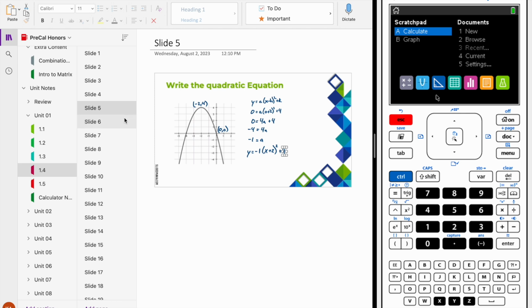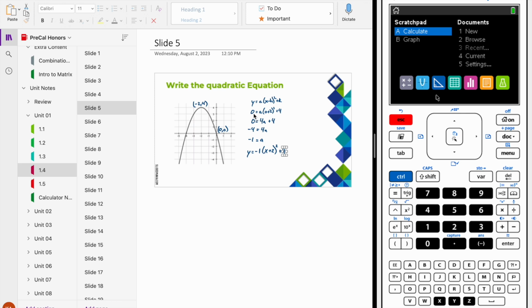Slide 5. Once again, the same exact process is taken. Here, we're going to grab our vertex, -2, 4, and plug that in. The easiest point for us to use here would be 0, 0. We plug in our 0, 0 and our -2, 4.